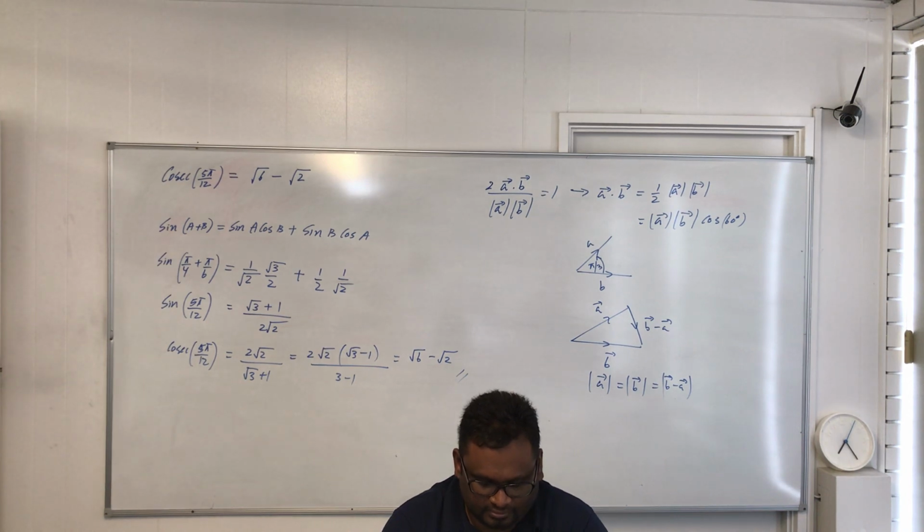Okay, question number 7. A dot B is equal to 0. If B is equal to 3 and Q is equal to 1.